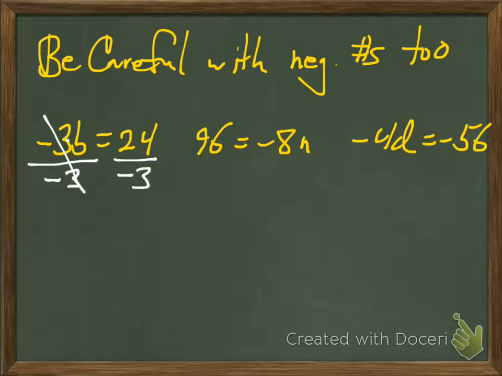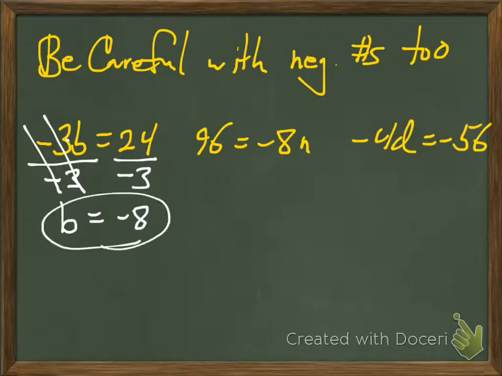On the left, both the negatives and the 3 cancel out, leaving me just b. And on the right, positive 24 divided by negative 3 should give you negative 8. And sure enough, when I check that, negative 3 times negative 8 does equal a positive 24. Okay, the next one, you should have divided both sides by negative 8. Again, the 8 and the negative cancel out, leaving you just n.